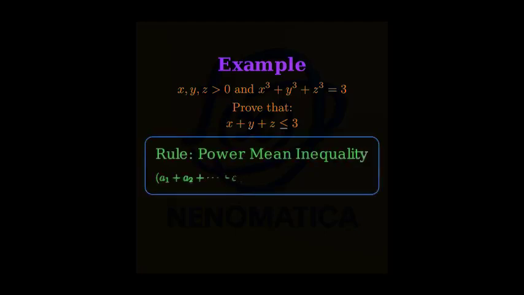To solve this problem, we'll use the power mean inequality, which is a fundamental inequality in mathematics. Let me first remind you of this inequality. Now, let's apply this inequality to our problem. According to the power mean inequality, for any positive real numbers a1, a2, up to am, and any positive integer n, the sum of these numbers raised to the power n is less than or equal to m to the power n minus 1 times the sum of each number raised to the power n.